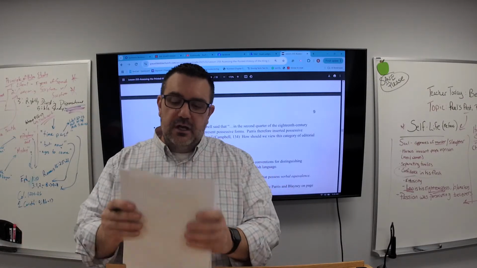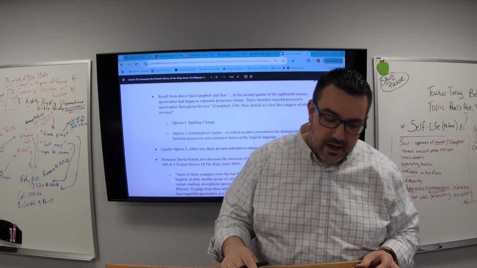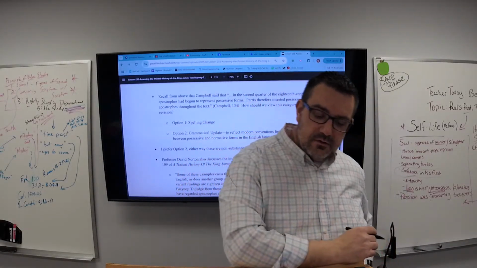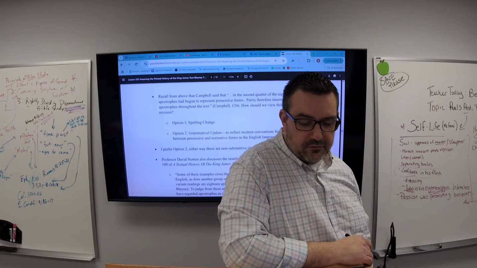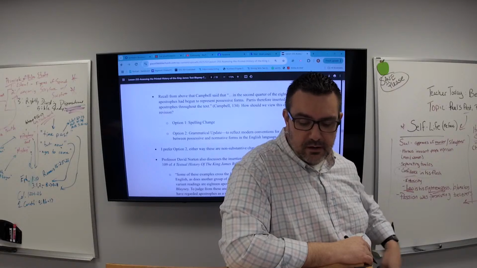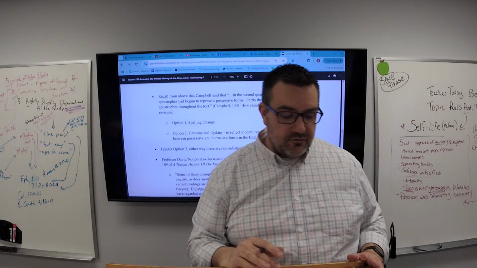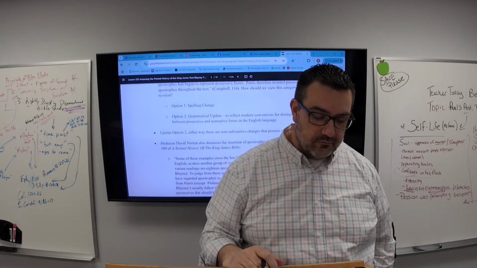So Paris clearly changed his mind. All right? Now, recall from above that Campbell said, quote, "in the second quarter of the 18th century, apostrophes had begun to represent possessive forms." Paris therefore inserted possessive apostrophes throughout the text.